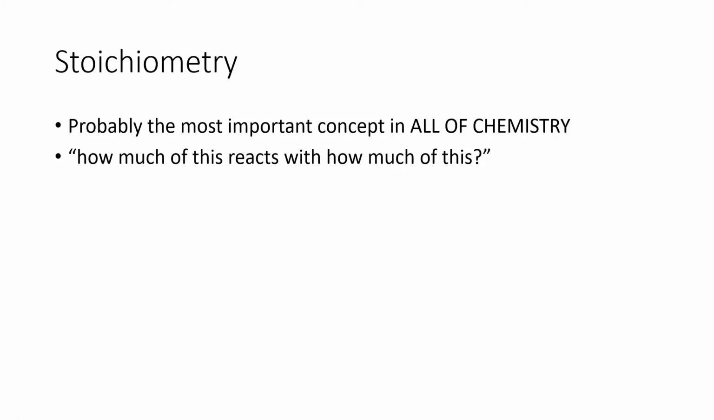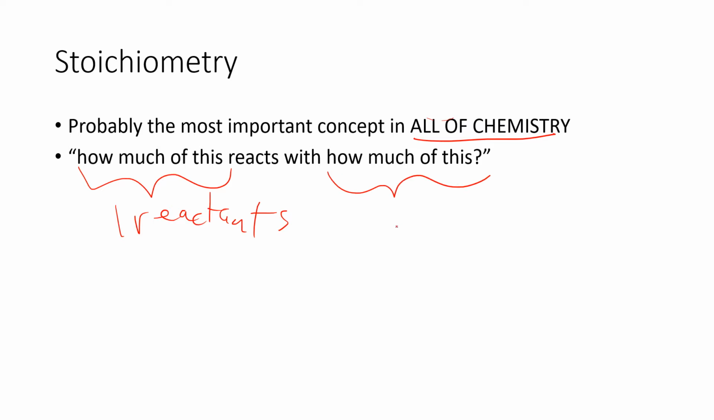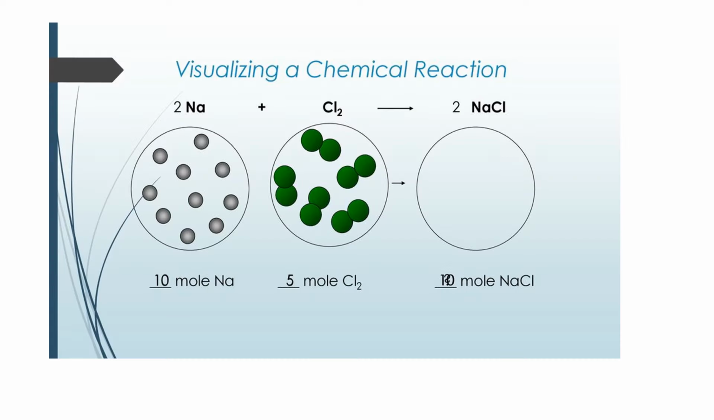Welcome to stoichiometry, probably one of the most important concepts in all of chemistry. It essentially asks the question, how much of this, meaning one reactant, reacts with how much of this, the other reactant. Now this could be several reactants, but we'll keep it simple and just have two reactants. The best way to explain this is using an example.